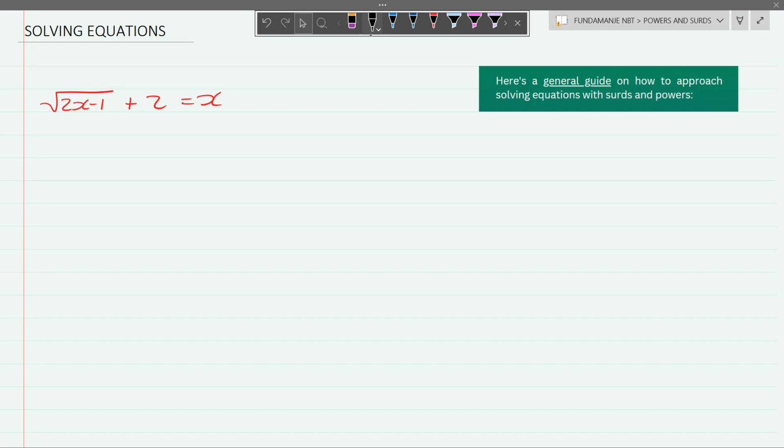The first thing we want to do is isolate the surd. Especially if you have just one square root or cube root or whatever, isolate the radical, or isolate the root, meaning remove everything around this term. So in the following step, we're going to have the root of 2x minus 1 is equal to x plus 2.